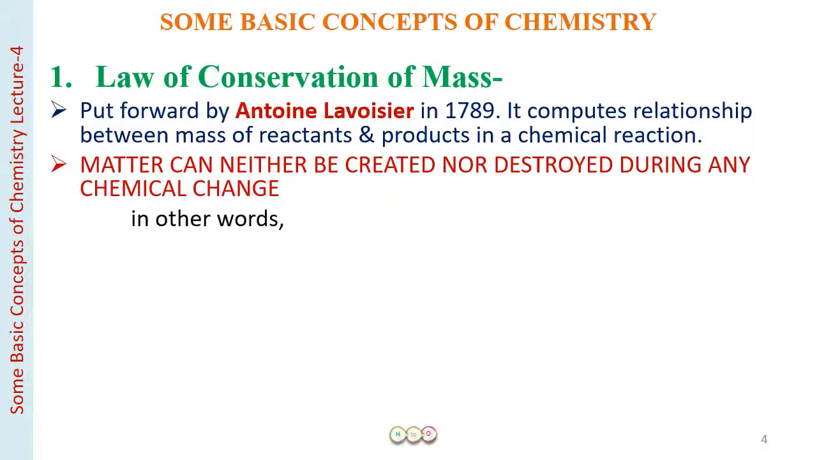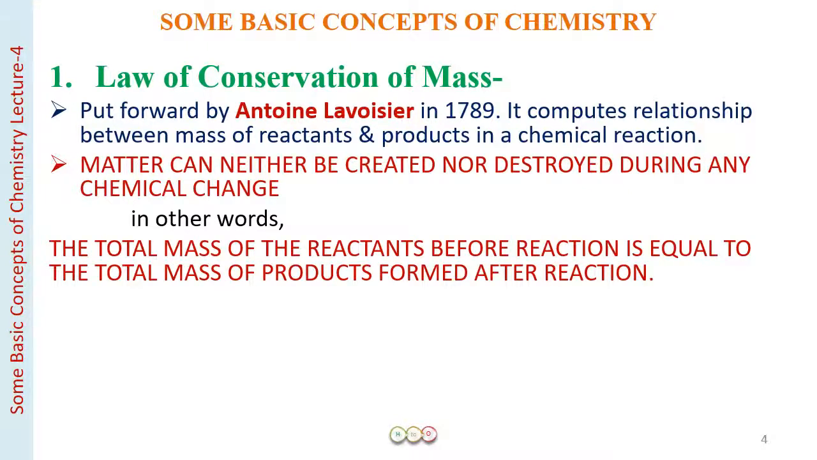In simple words, we can say that the total mass of the reactants before the reaction is equal to the total mass of the products after the reaction. That means that the mass is conserved. Right? So whatever is the mass of the reactants, if you calculate the mass of the products, that is going to remain the same. This law can also be called the law of constancy of mass, the mass being constant.